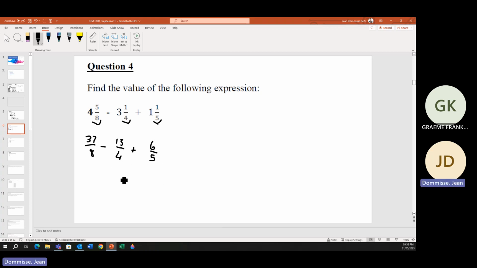Okay, so let's just do times 40. So 8 times 5 will give you 40. So for this one, I'll basically need to multiply 37 by 5. So 37 times 5 gives me, wait, I think I made a mistake. 37 times 5, yeah, 185.